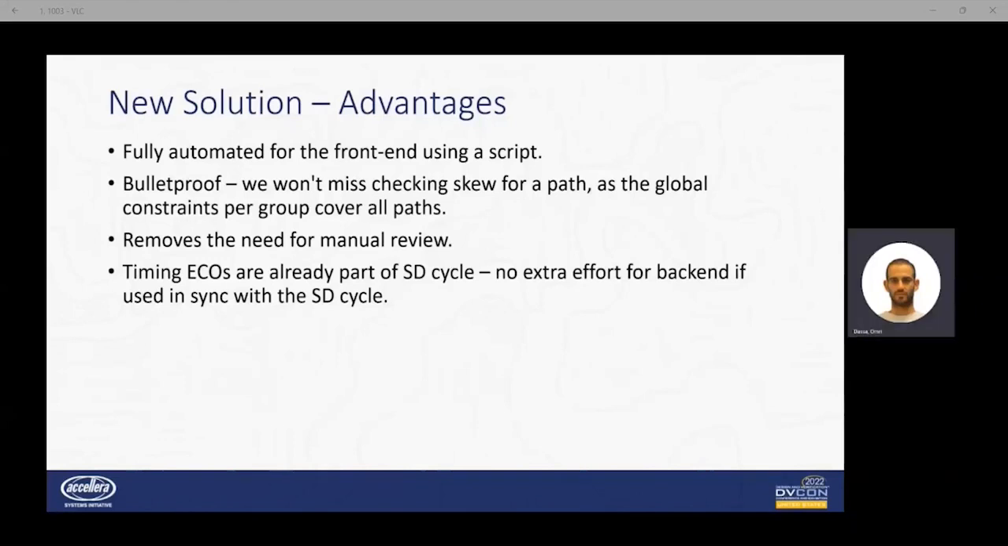Our solution is bulletproof. Since we won't miss any skew requirement for any path, we give a global constraint to the group that covers all paths' requirements. So we won't miss anything. Our method is fully automated, so there is no need for manual reviews here, so we won't have any new bugs from the manual reviews.